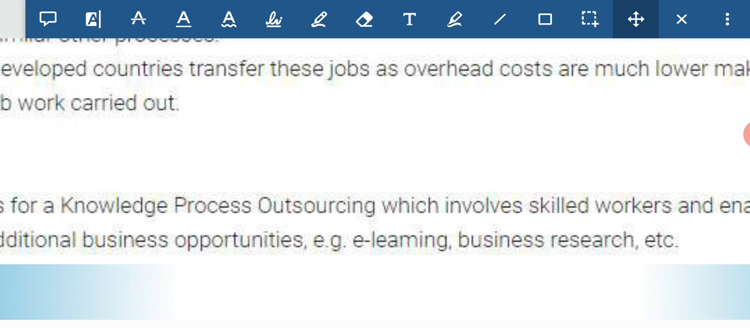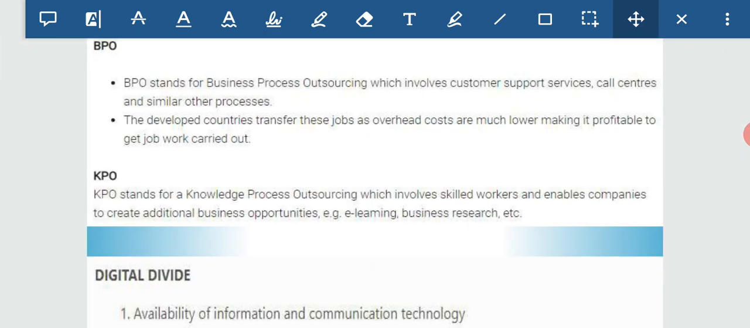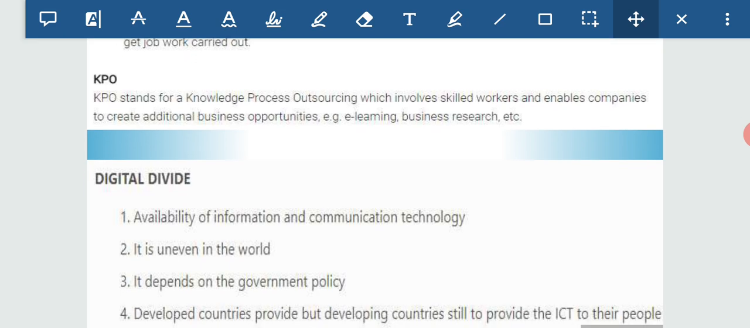I am processing my knowledge for the betterment of the agency or the company that is outside. So I am outsourcing my knowledge for the outside agency. So this is knowledge process outsourcing. These are the two types that have evolved out of the quinary activities. Now let us proceed to the last topic, digital divide.